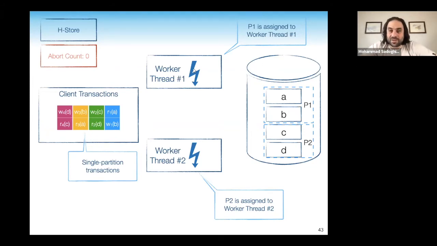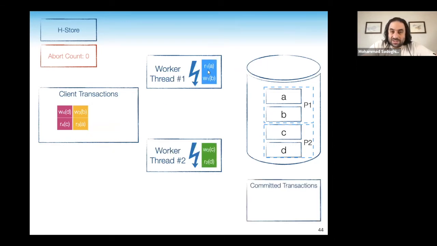Let's say we have two partitions, P1 and P2. So data elements A and B are in partition one, and data elements C and D are in partition two. And we say we have a two-core machine. So partition one is assigned to the first core and the first thread, and partition P2 is assigned to the second core and the second thread. A and B belong to this partition, and C and D belong to the other partition, the second partition.